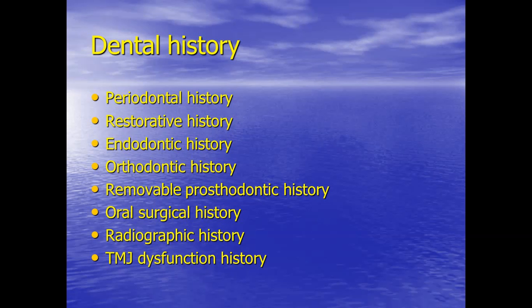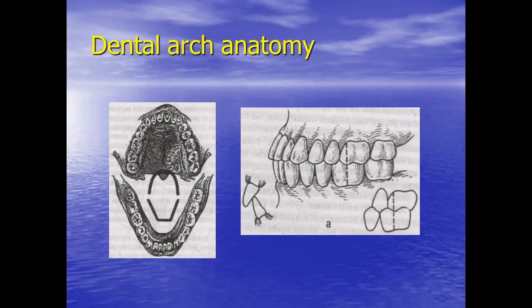Orthodontic history means previous orthodontic treatment or attempts to do it. Removable prosthodontic history is a part of restorative history. Okay, oral surgical history. This is experience in extraction of teeth. Radiographic history: which x-rays were taken, what was found in them. And TMJ dysfunction history. This is to distinguish the patients who are 100 times more problematic in treatment than a common dental patient.